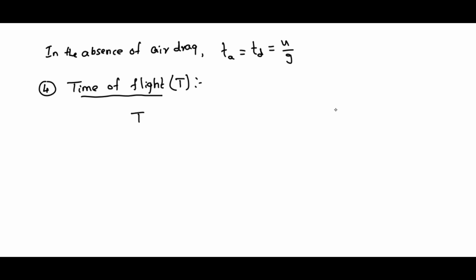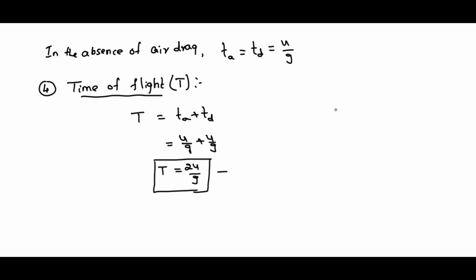So time of ascent plus time of descent is equal to time of flight. That is u by g plus u by g, that is 2u by g. Here also the time of flight is directly proportional to the initial velocity of the body which is projected.